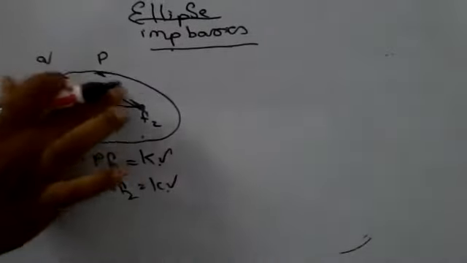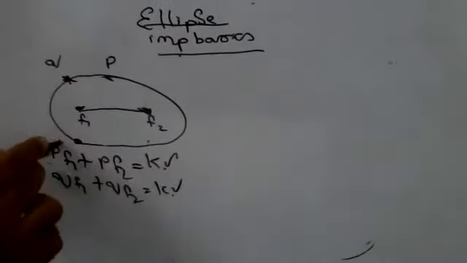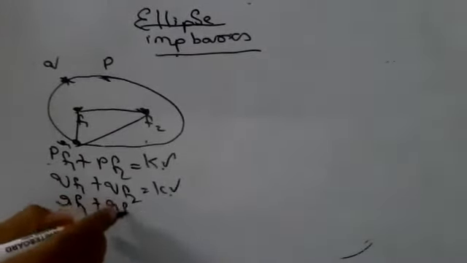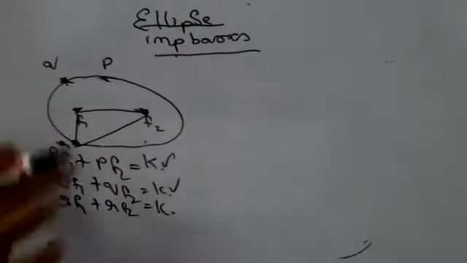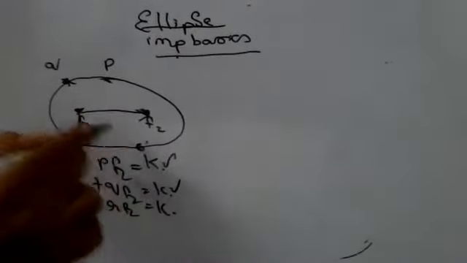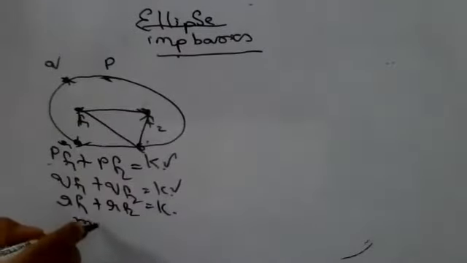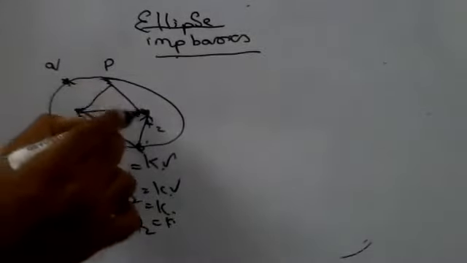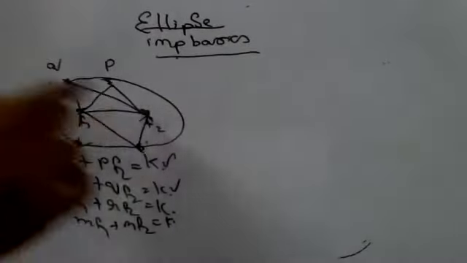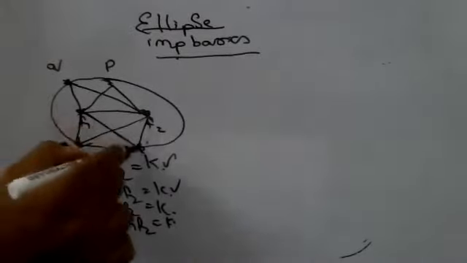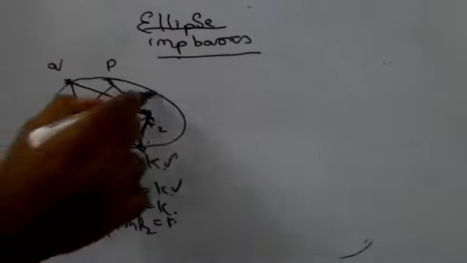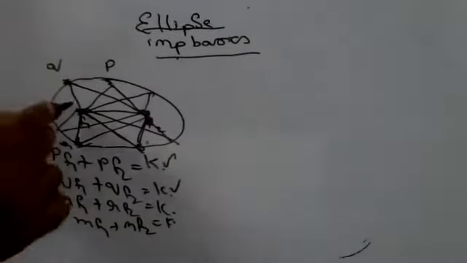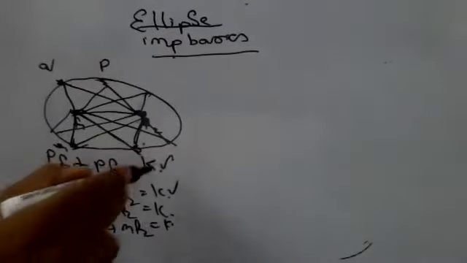No, sir, I didn't understand. I will show one more. Suppose there is a point R. So RF1 plus RF2 also will be K. Suppose there is a point M. MF1 plus MF2 also will be equal to K. Means you take this distance plus this distance, or this plus this, all the answers will be the same. Anything you take, the sum of the distances will be constant.